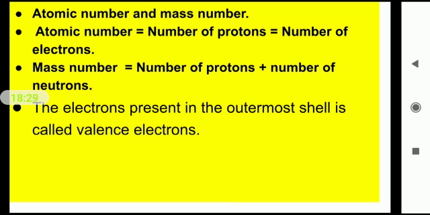So dear students, I hope you understood about atomic number and mass number. Atomic number is equal to the number of protons, which is equal to the number of electrons. Mass number is equal to the number of protons plus the number of neutrons. The electrons present in the outermost shell are called valence electrons. We will meet in the next video.